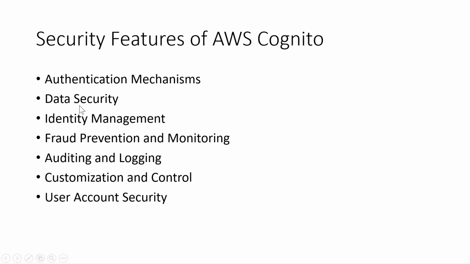And the second thing is data security. Data is protected during communication between AWS Cognito and users through encrypted connections like HTTPS. And when the user information is stored, it is also encrypted to keep it safe.